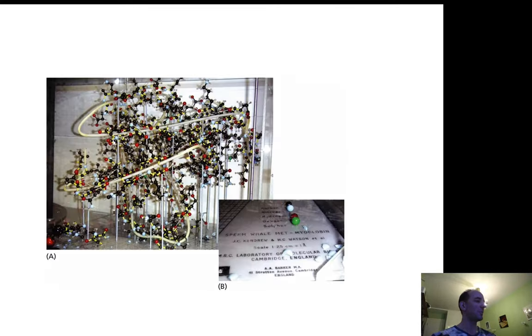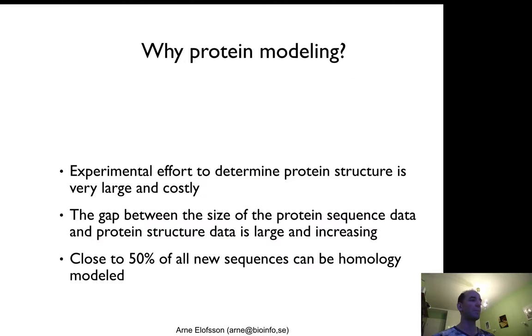So the first types of models we had of proteins were models that were actually made even without the computer. So this is the model of sperm whale methemoglobin. This was built into an electron density. So you had an electron density, you try to build a model and put all the atoms there in space. So this is also kind of modeling, but it's not the type of modeling we're talking about today.